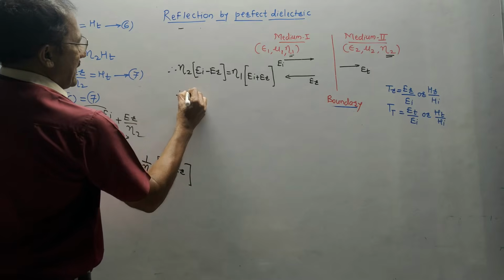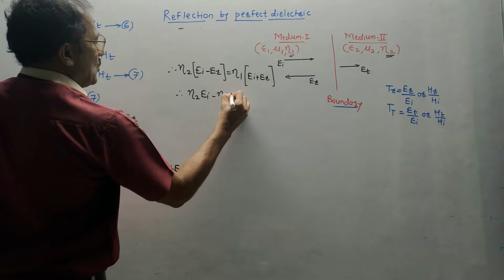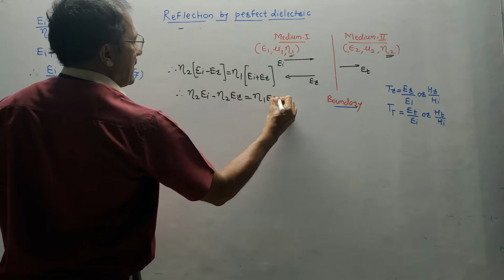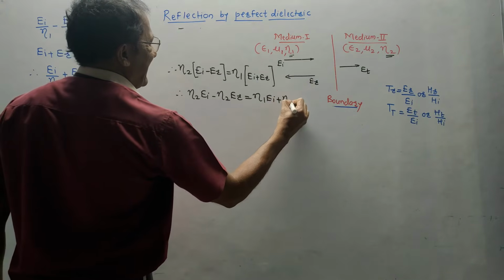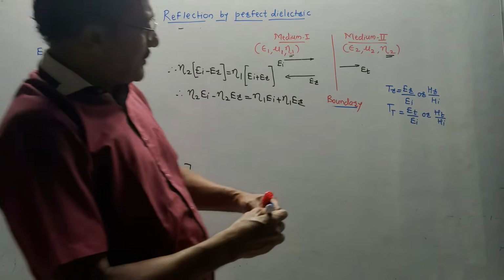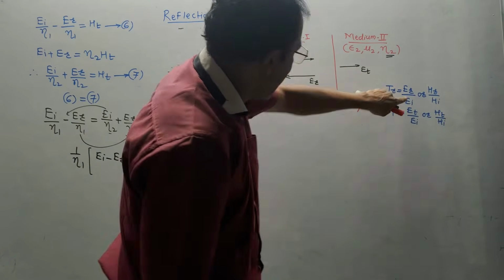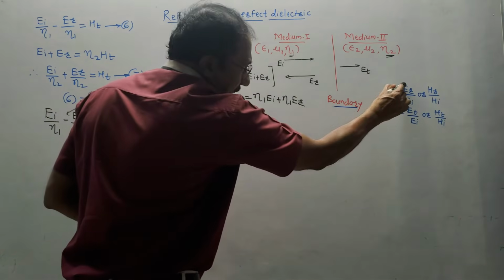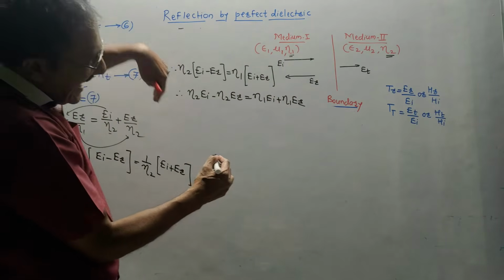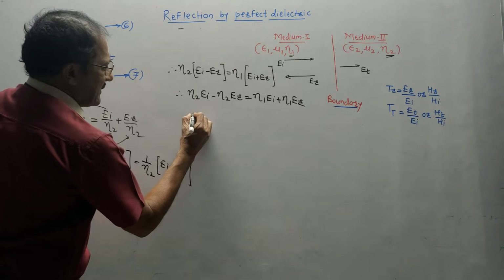So this gives me eta 2 EI minus eta 2 ER is equal to eta 1 EI plus eta 1 ER. What I am supposed to do? I am supposed to calculate this value TR, which is the ratio of ER upon EI. So to get this ratio ER upon EI, transfer all ER terms to one side and EI terms to another side. So I will be doing it like this.